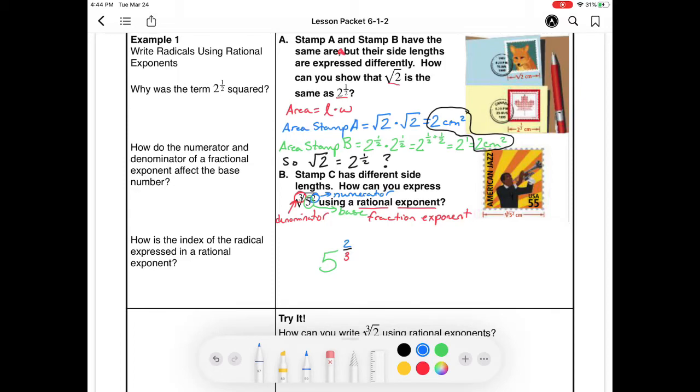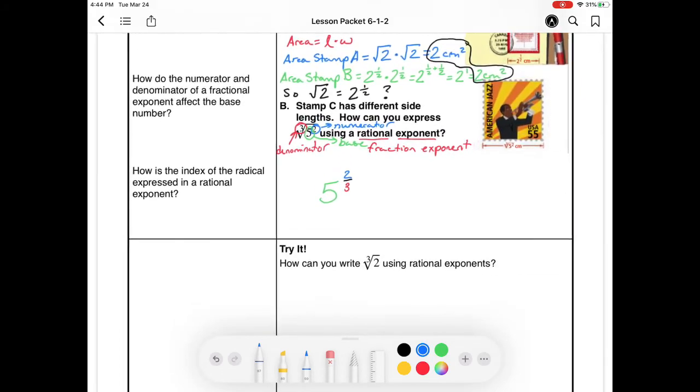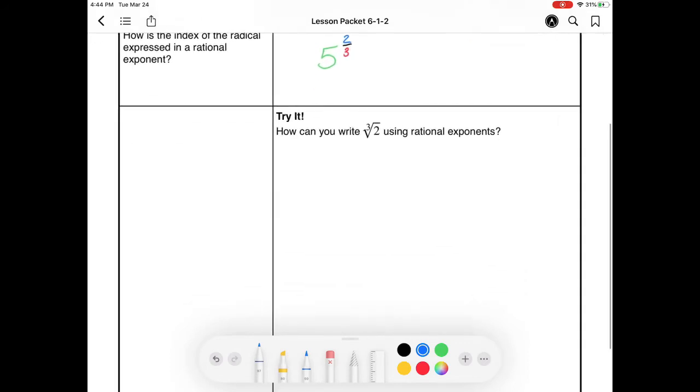Let's look at our try it problem next. Our try it problem is another one where we're rewriting a radical as a rational exponent. So we have the cubed root of 2. So we know that 2 is going to be our base, and we know that 3 is going to be the denominator of our fraction exponent.